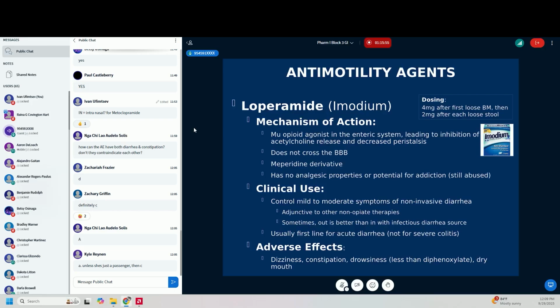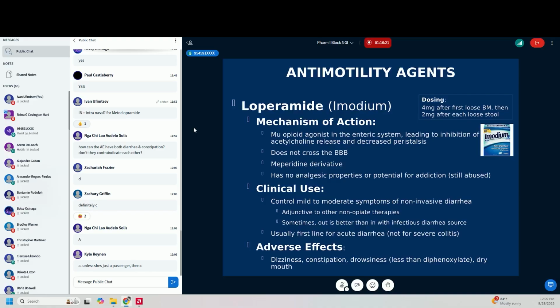Adverse effects: if they take too many, they're going to have constipation. So essentially, what you see is that they're going to take 2 tablets or 4 milligrams after that first loose bowel movement. After that, they'll wait until they go to the bathroom again. They go to the bathroom again, they'll take another tablet. They go to the bathroom again, they'll take another tablet. And they continue to do that until it stops, okay?